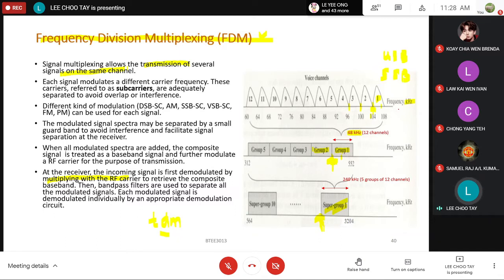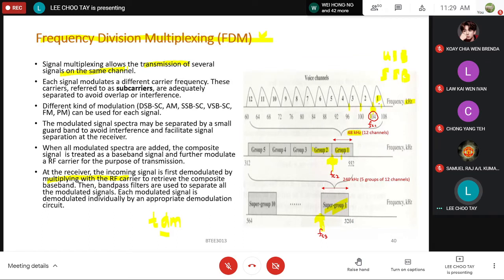When we transmit, we actually use the baseband signal and modulate it to a frequency, let's say FC1. Then we combine these 12 channels and modulate with another frequency, let's call it FC2, just to differentiate between the two, a different frequency. Then to further multiplex the signal, I modulate to frequency number 3. This is what I did when I transmit. So I multiply 3 times.